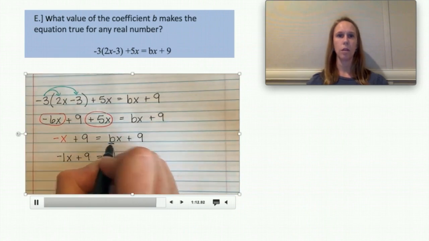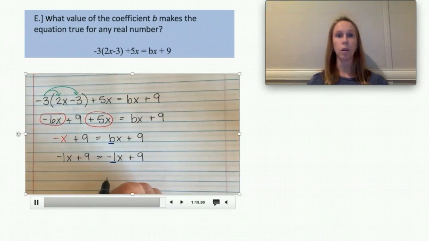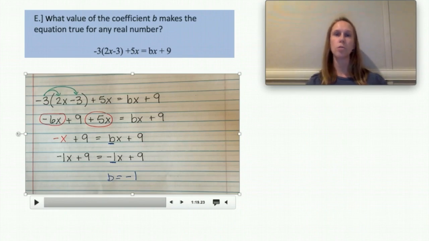So you might notice that if I put in that negative 1 where b is, for this to be true and both expressions to be equal, b has to equal negative 1. There's nothing else that it can equal. So b equals negative 1. Again, all of those are using the same ideas, the same terms that we talked about in the beginning of this video, just different ways of practicing it.